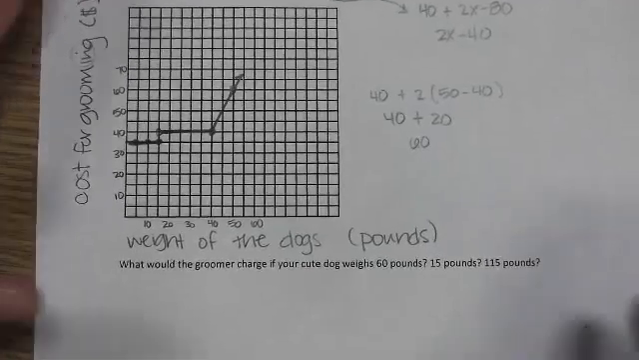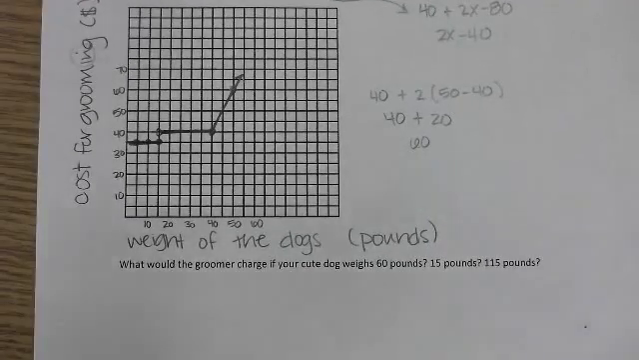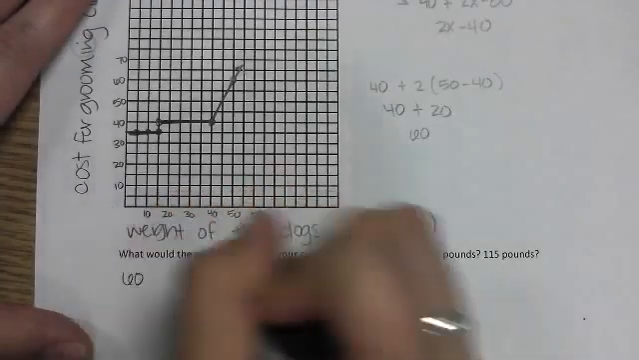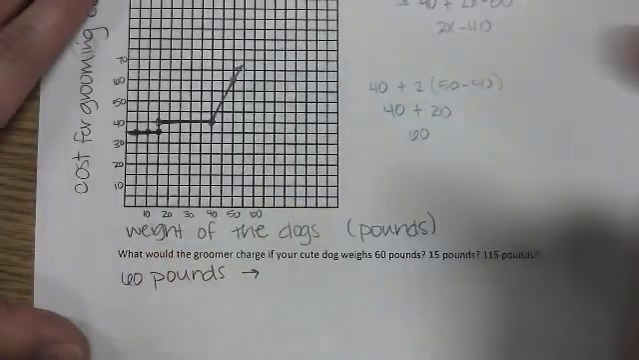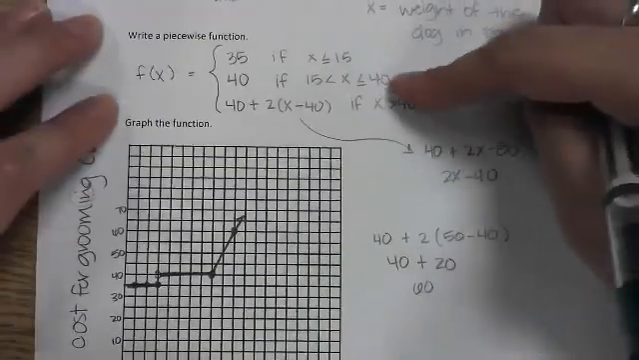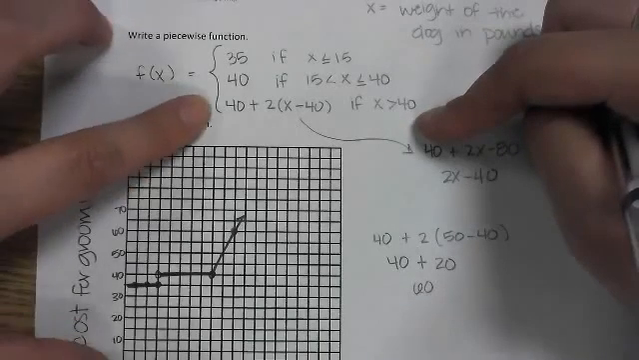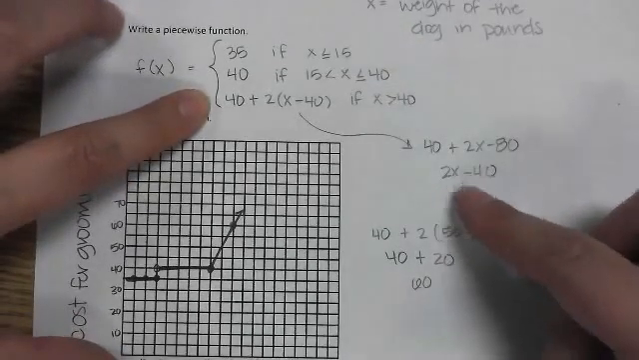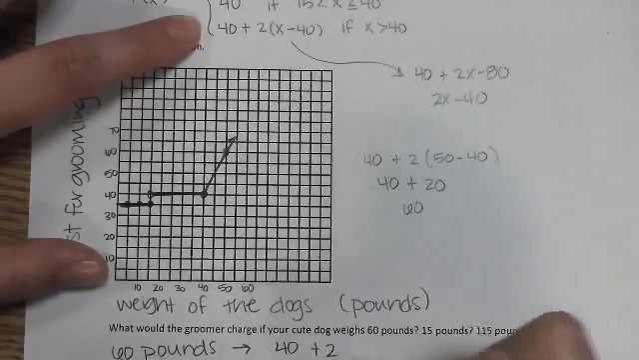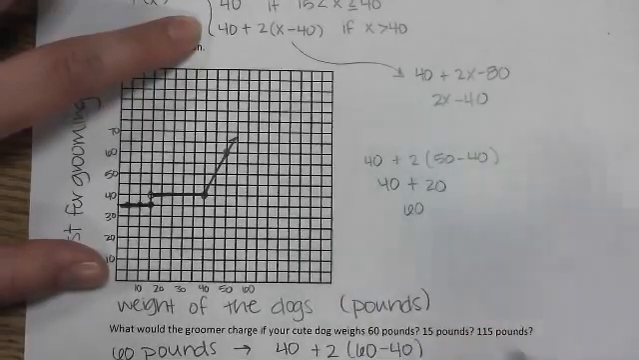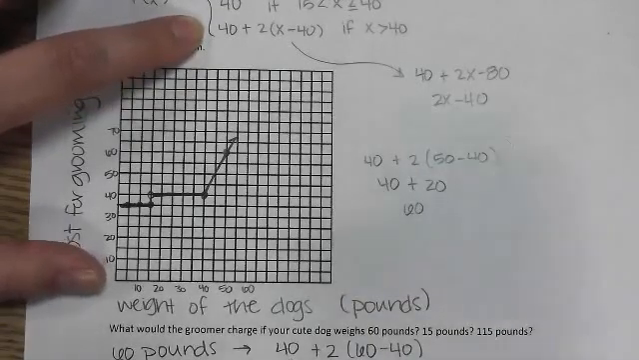Okay. So it says, what would the groomer charge if your cute dog weighs 60 pounds? So for 60 pounds, we're going to go ahead and plug in to, we're not in this bracket, we're not in this bracket, we're in this one, so we're going to be plugging it into that formula right there. And since we simplified it, if you want to do this one, you can, or you can do the original. It doesn't really matter. So 60 minus 40 is 20. So 40 plus 2 times 20 is another 40, so that's going to be $80.